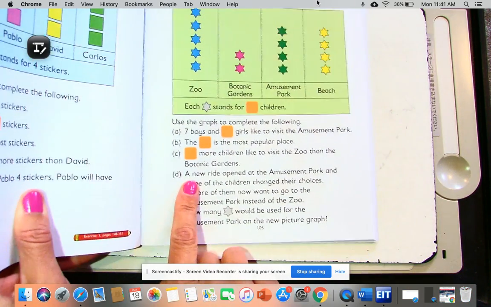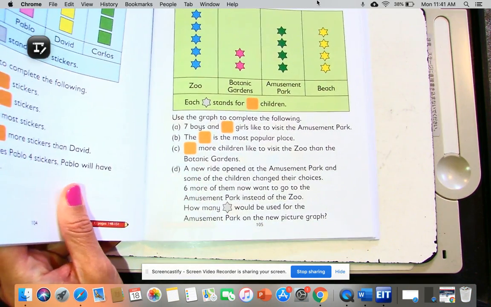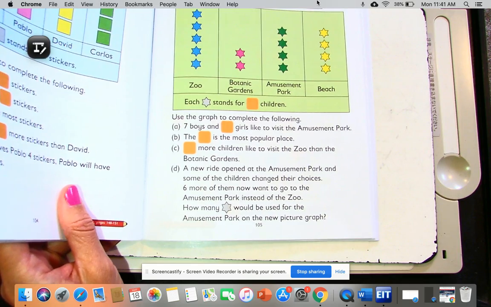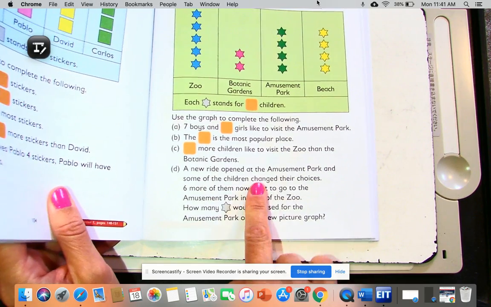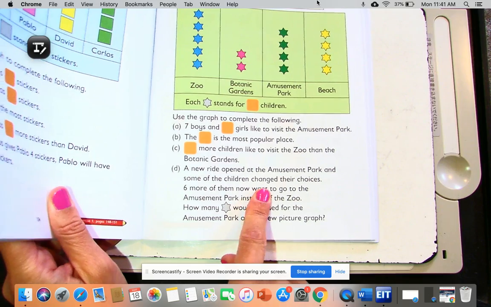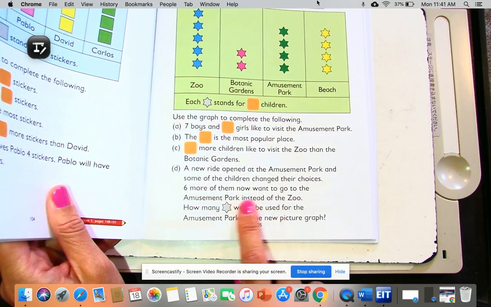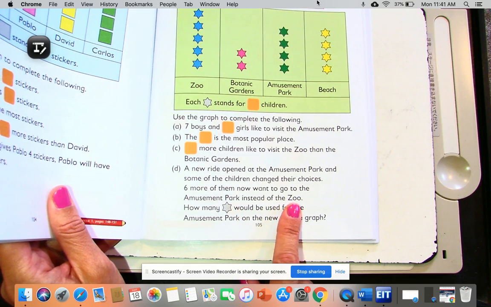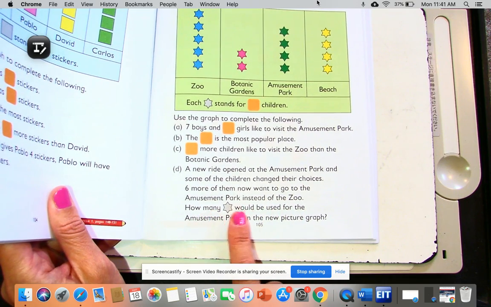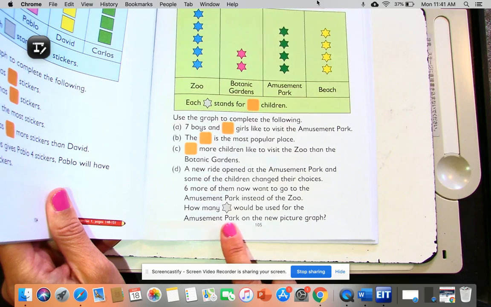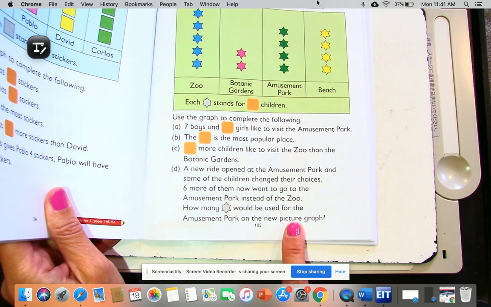All right, and our last question on this page says a new ride opened at the amusement park, and some of the children changed their choices. Sometimes that happens, doesn't it? Change our minds. 6 more of them now want to go to the amusement park instead of the zoo. How many stars would be used for the amusement park on the new picture graph?